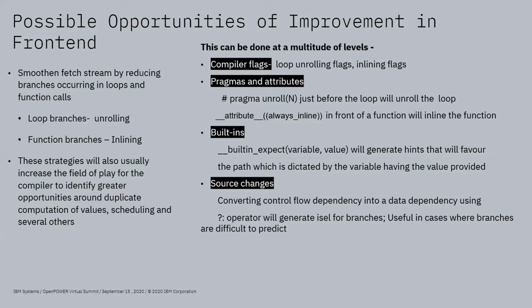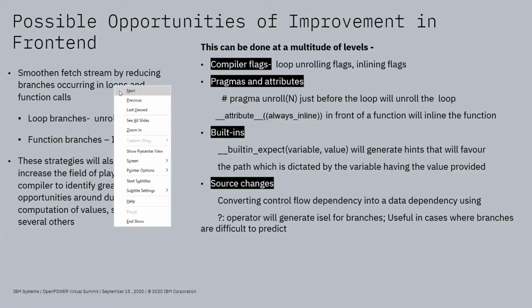So when the compiler looks at this ternary operator, it will automatically generate isel instructions. That's a part of the PowerPC, and it is very useful in cases where branches are difficult to predict, because isel usually lightens the burden on the branch predictor. So these are some of the ways you can facilitate these optimizations.